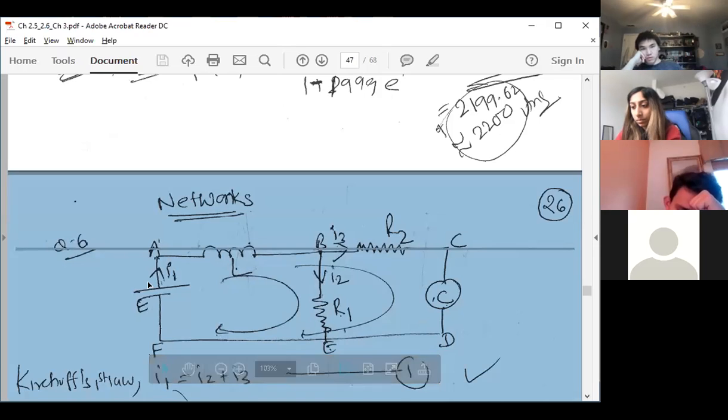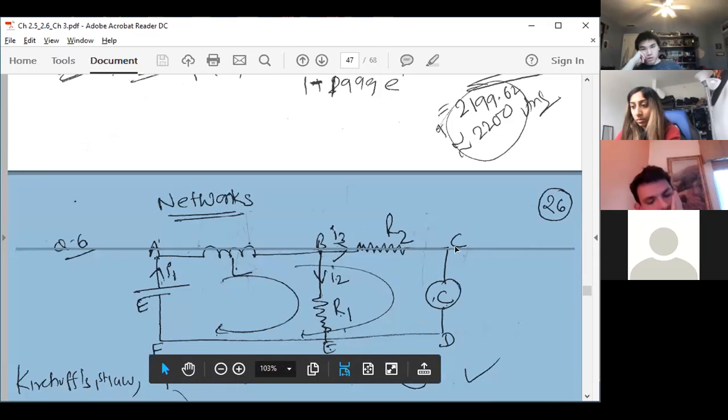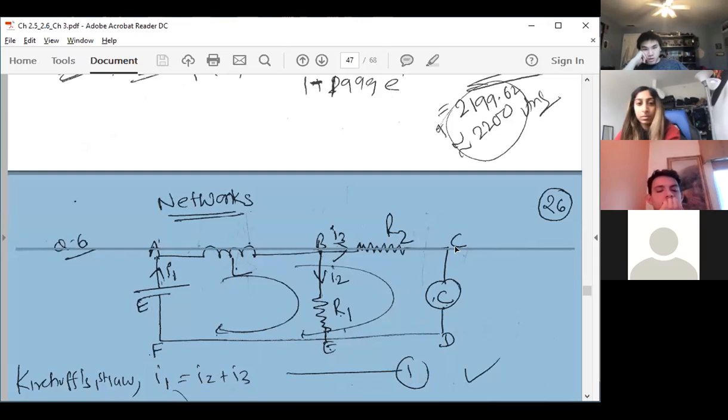So first of all, let me name the points A, B, C, D, E, F like this. Actually, I gave the name C over here. I request you don't give the name C here. It's not exactly wrong, but this C is the capacitor. C stands for capacitor, and you are giving C to one point. Don't do this, otherwise you will get confused between these two.